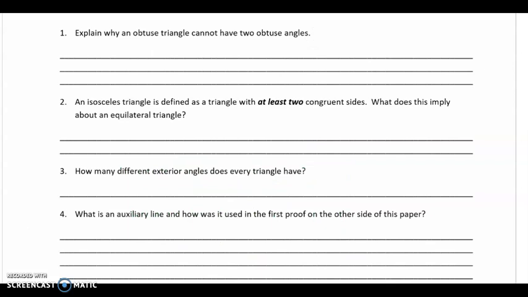I would like you to go through these by yourself. And number four, why is an auxiliary line used and how? Don't worry about it. We already talked about it. An auxiliary line is a line you can add to the proof to help you. So if we need that, you can use that. Go ahead and try 1, 2, and 3 by yourself, pause the video, and then come back.